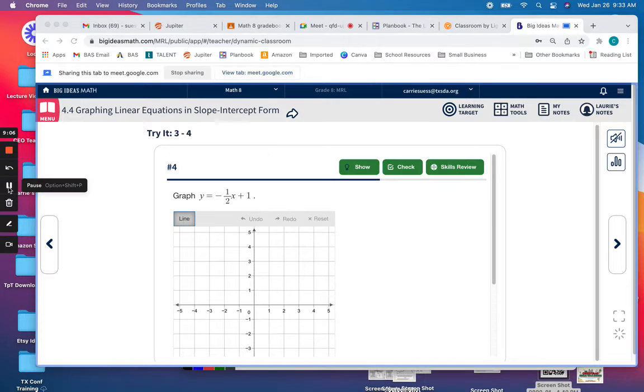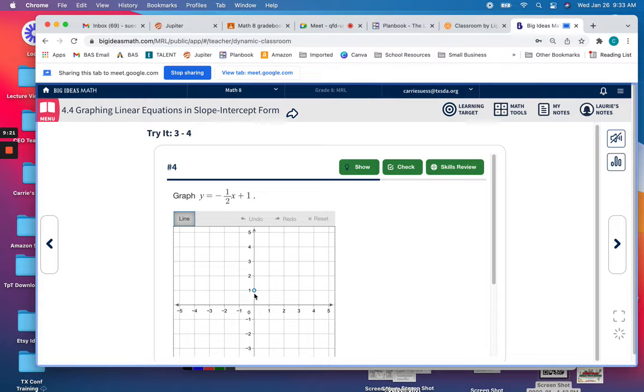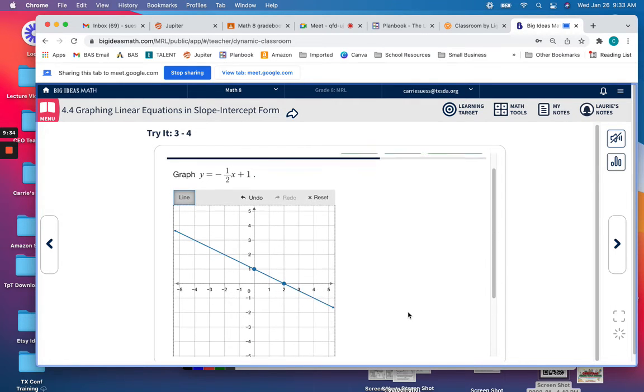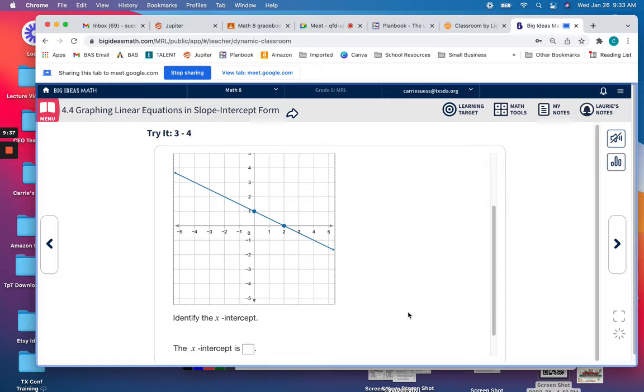Alright, so let's look at number 4. Again, is this in slope-intercept form? Yes. So what's my y-intercept? Where does it cross the y-line? 1. Yep, so I'm going to put a dot at 1. And then what is my slope? -1/2. Yep, don't forget the negative. So we're going to go down 1 over 2. Okay, there's your second dot, and fortunately it crosses the x line.